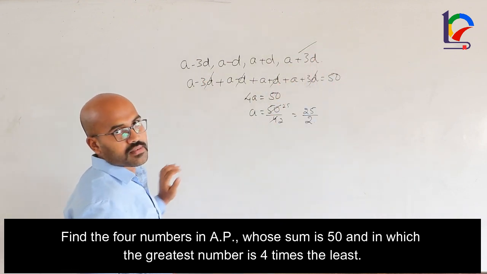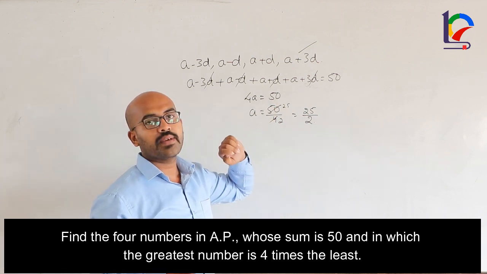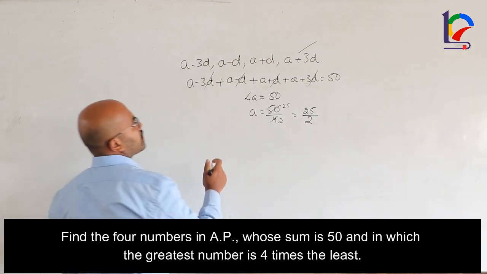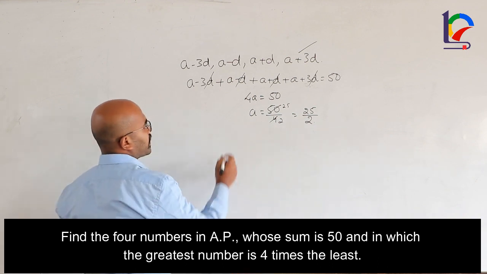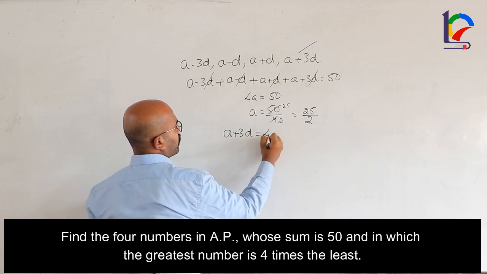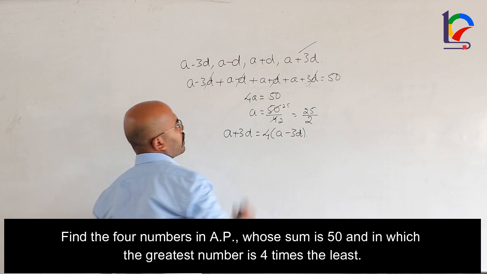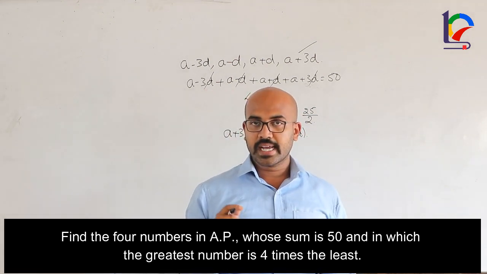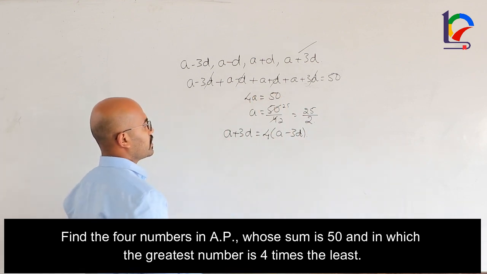So let us assume that d and a are positive. In that case, the greatest number will be a plus 3d and the least number will be a minus 3d. So the greatest number a plus 3d is 4 times the least.